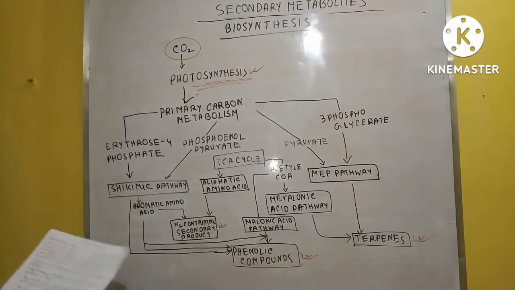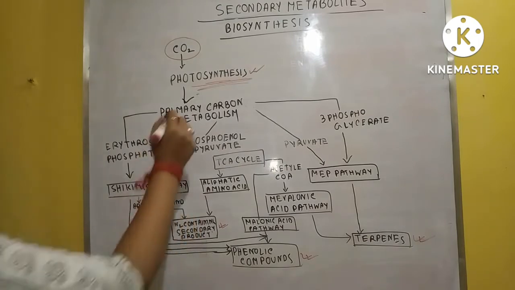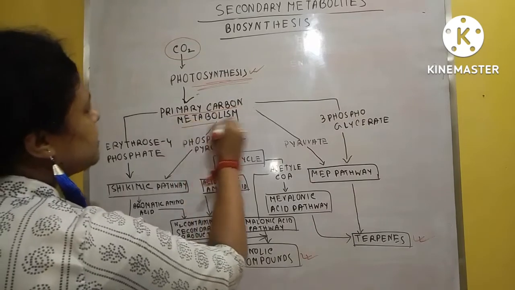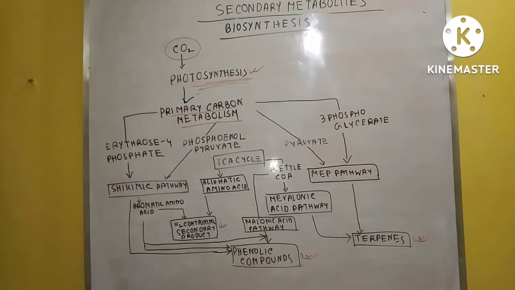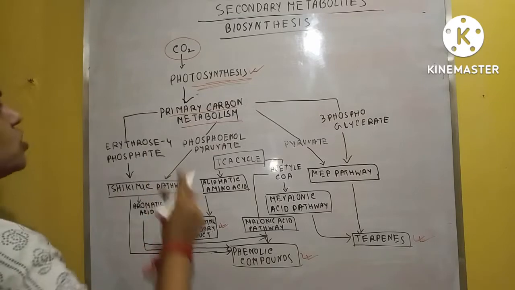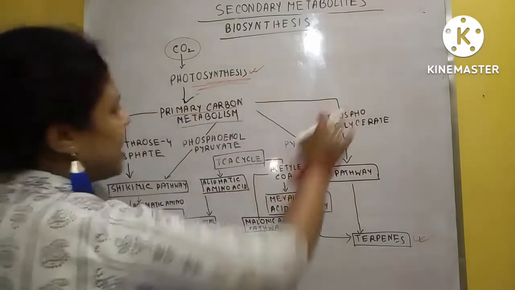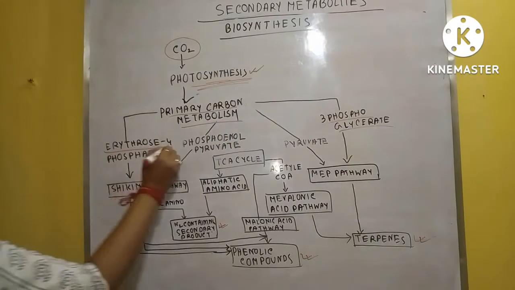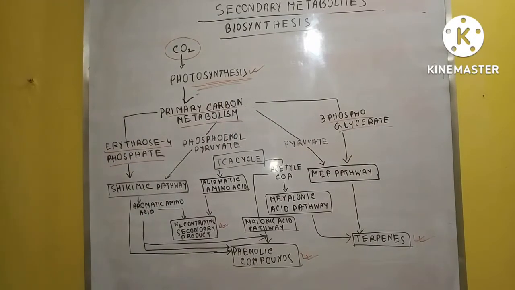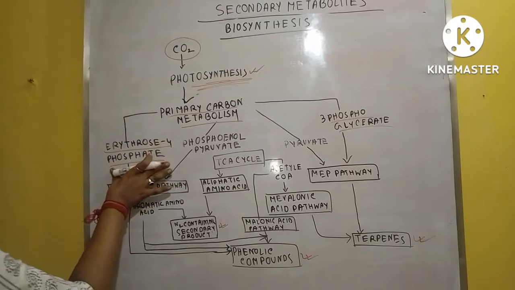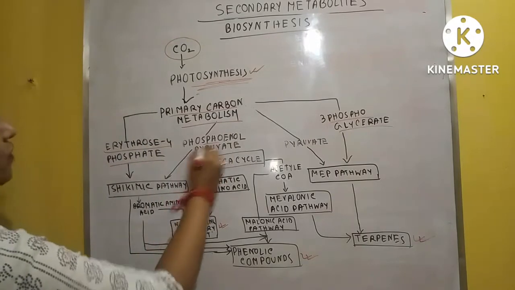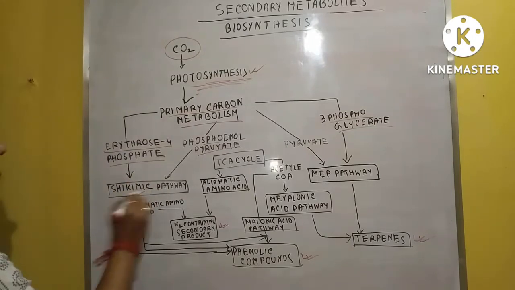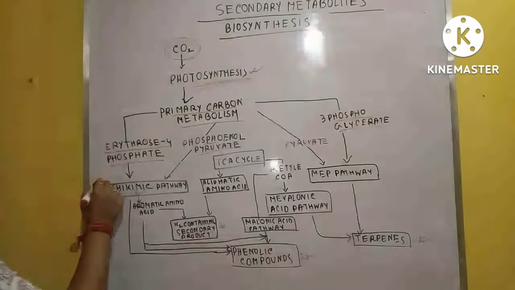Now you can see here in the first step the primary carbon metabolism is possible, or the carbon fixation is occurring. In that situation, the two side chains arise. One is 3-phosphoglycerate and another is erythrose 4-phosphate. In the case of erythrose 4-phosphate, you can see the phosphoenol pyruvate added to the cyclinic pathway. This pathway is called the cyclinic pathway.